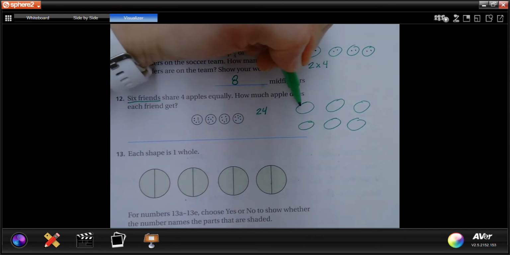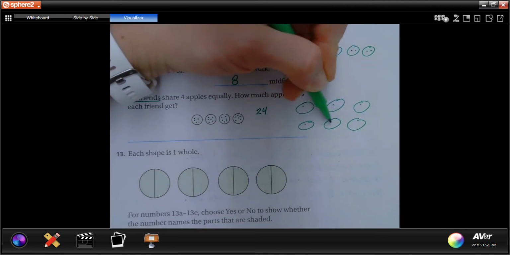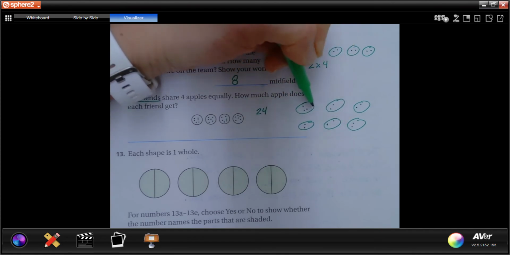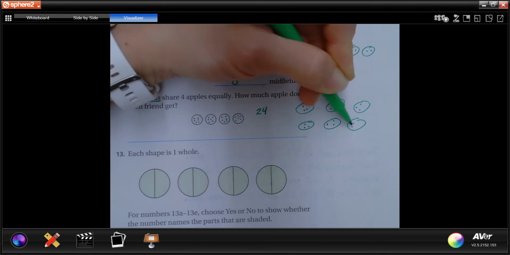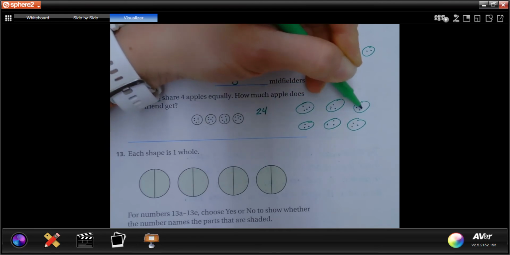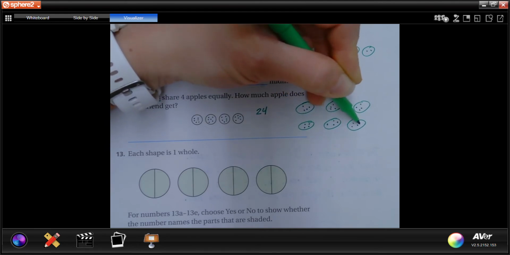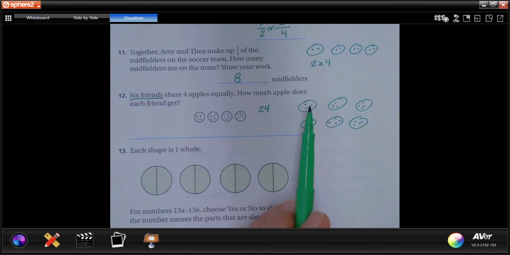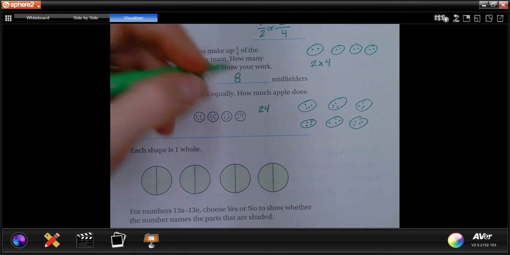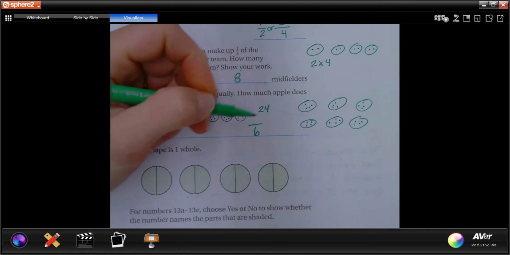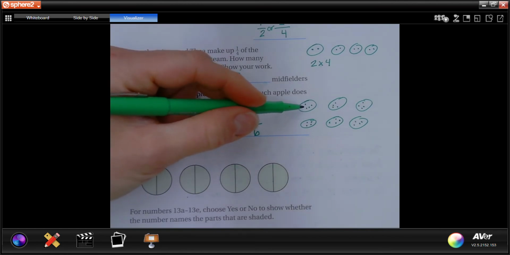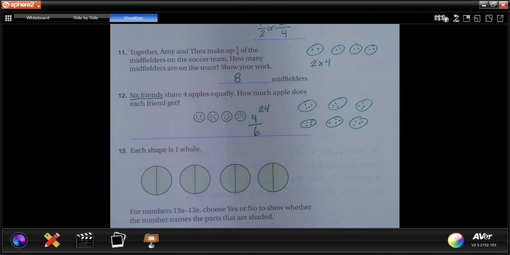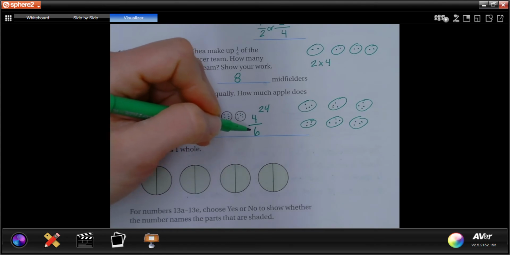So 24, 1, 2, 3, 4, 5, 6, 7, 8, 9, 10, 11, 12, 13, 14, 15, 16, 17, 18, 19, 20, 21, 22, 23, 24. So how many people do we have? 6 in the whole, so our denominator is 6. How many for each person? 1, 2, 3, 4. So our numerator is 4, our denominator is 6, and it's 4/6.